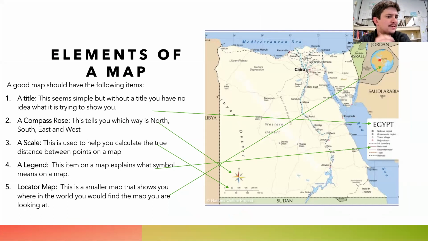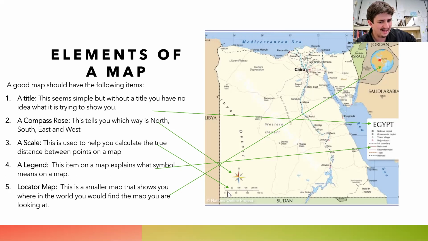A map should give you a compass rose, which just tells you the directions, tells you north is going this way, east is going this way, south is going this way, west, and so on. A map should have a compass rose somewhere on it.